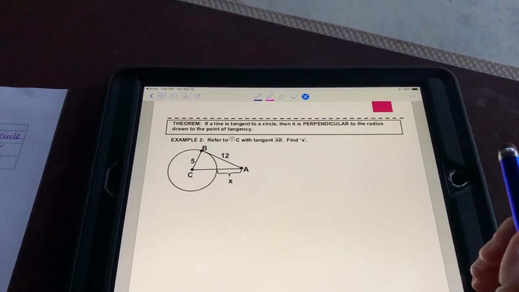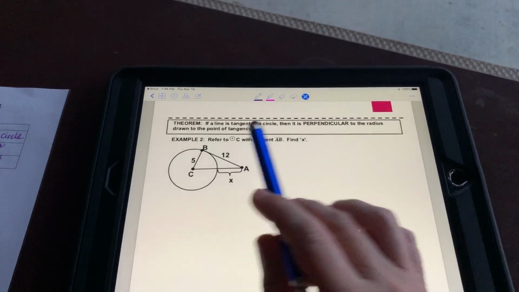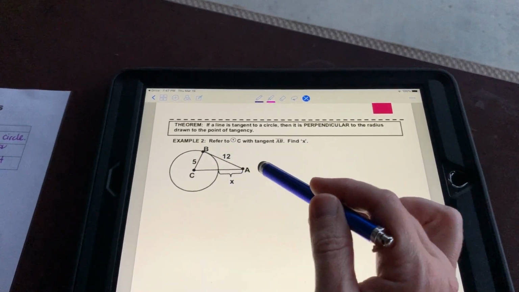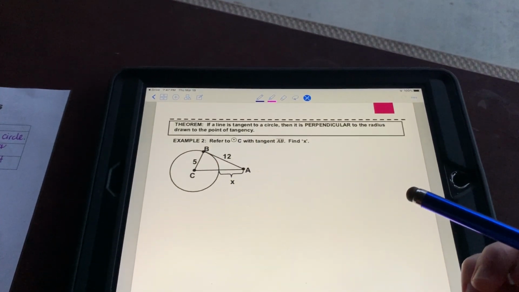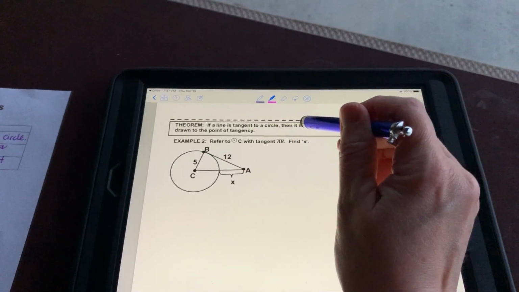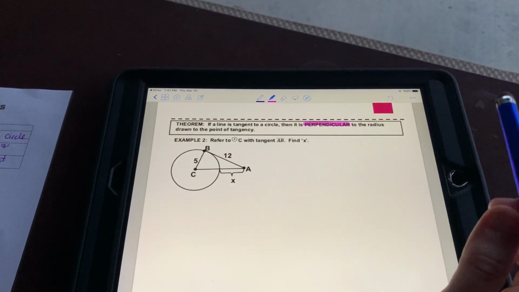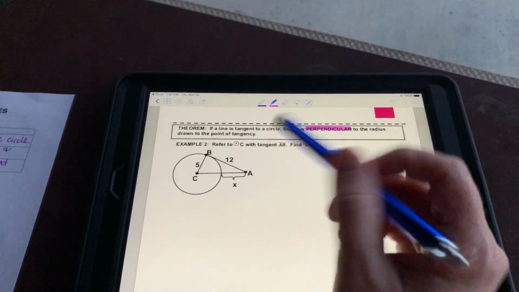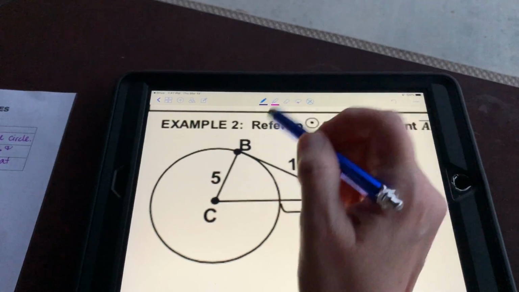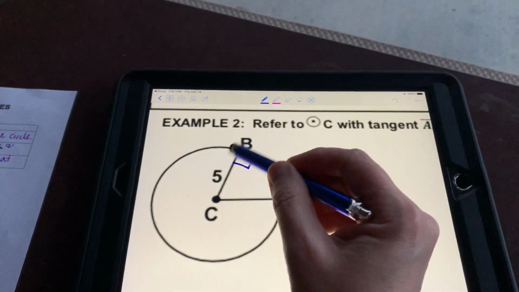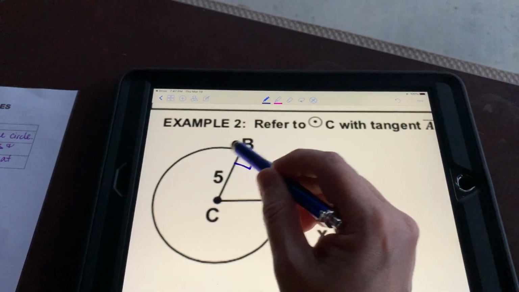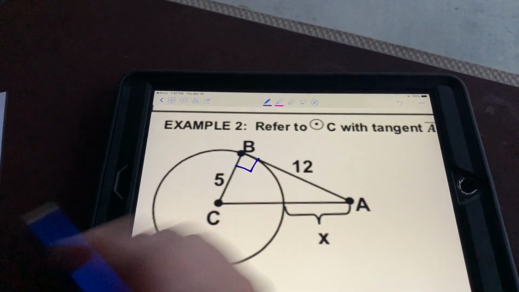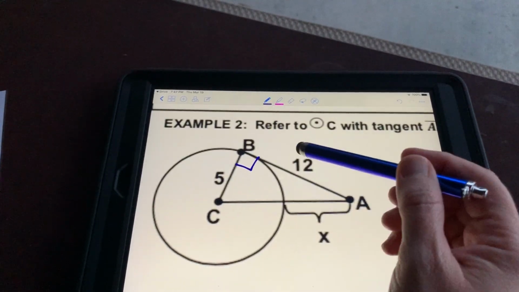A couple of theorems that we're going to learn with 10.1 is that if a line is tangent to a circle, so we're looking here at line AB, so see how AB is tangent to the circle, then it is perpendicular, and I'm going to emphasize that word perpendicular, to the radius drawn to the point of tangency. Remember, perpendicular means that two lines come together and they create a right angle. So anytime you have a tangent line and radius coming together, you get to automatically make that into a right angle. And we can see here that now we have a right triangle.